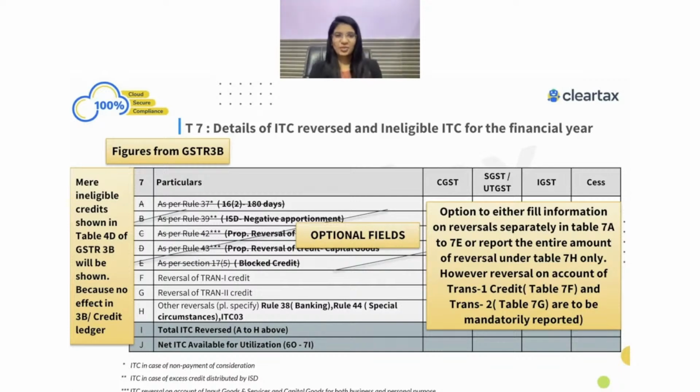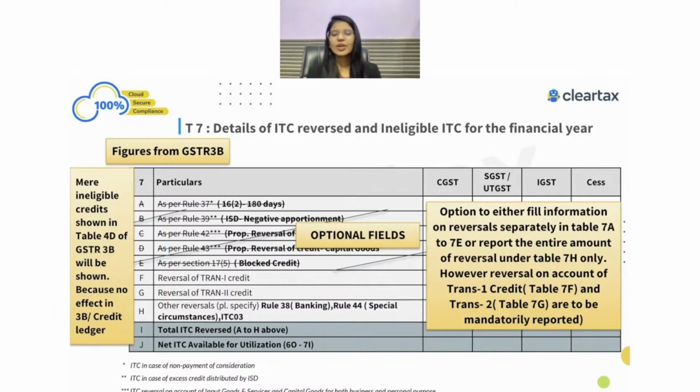Great. So we just talked about table number 6, where we talk about the ITC claim part. Then we talk about table number 7, where we talk about the reversal part, that whatever ITC we have reversed in GSTR-3B, that information has to be shown in table number 7. Again, that reversal could be related to the previous year, or it could be related to the current year. Like whatever ITC we have reversed in 3B for FY 21-22 has to be shown in table number 7.